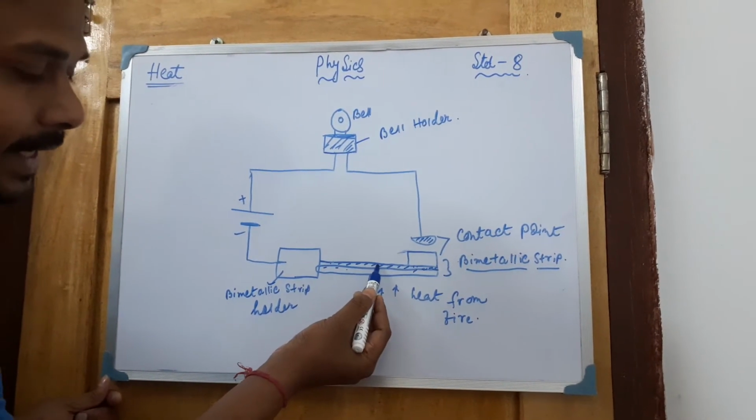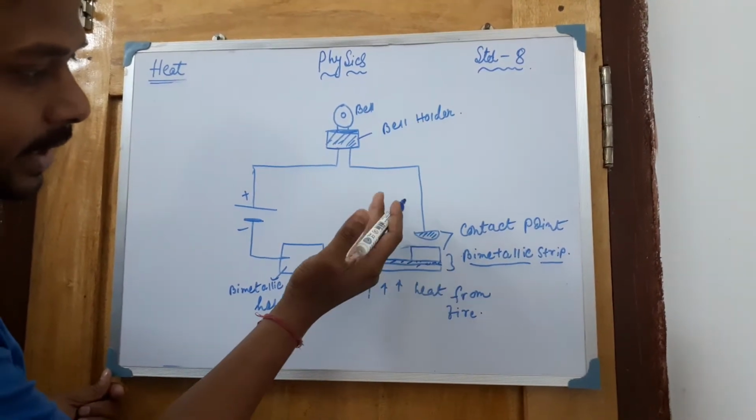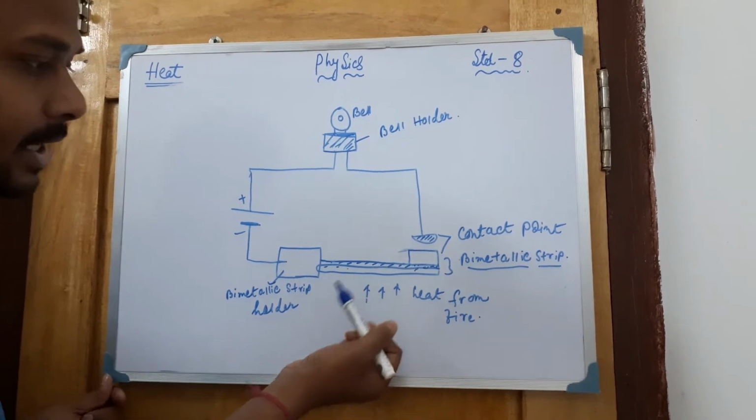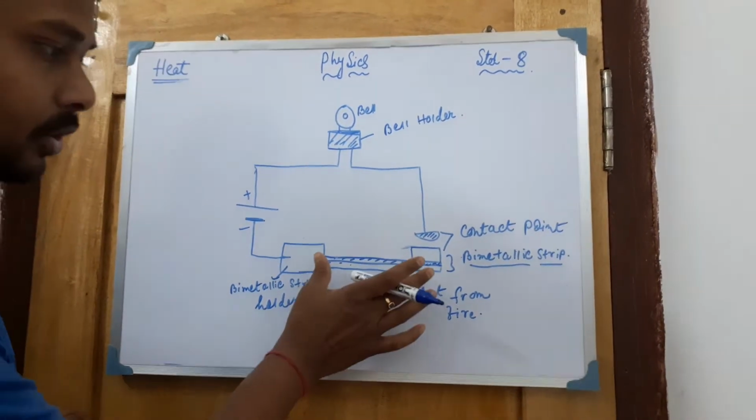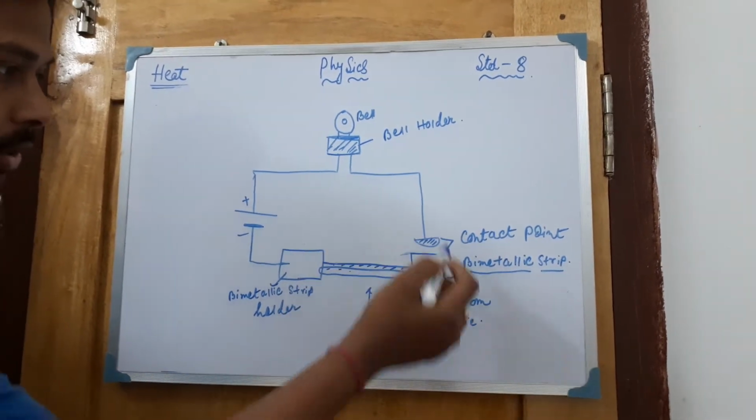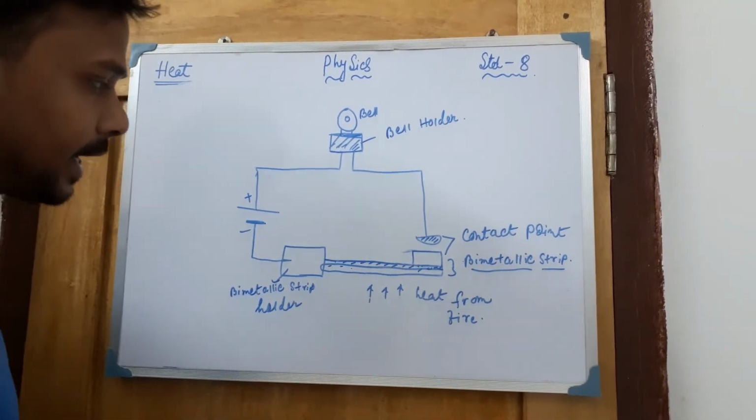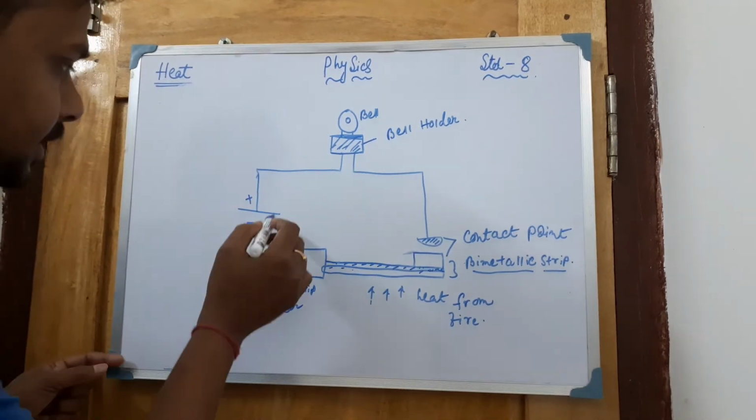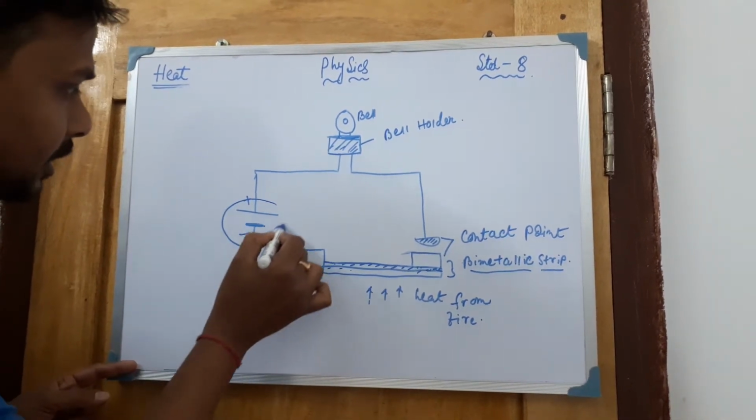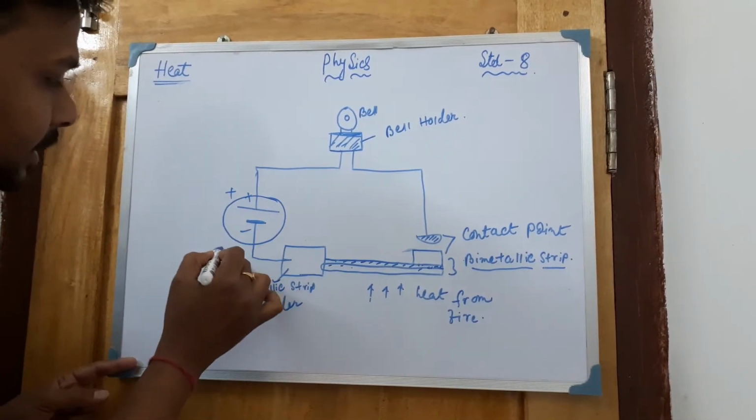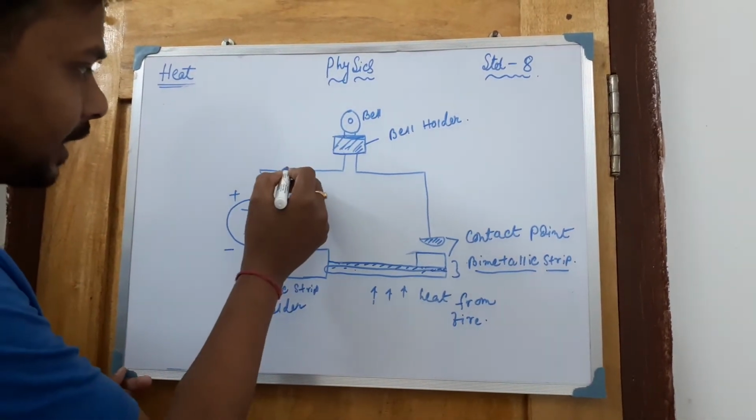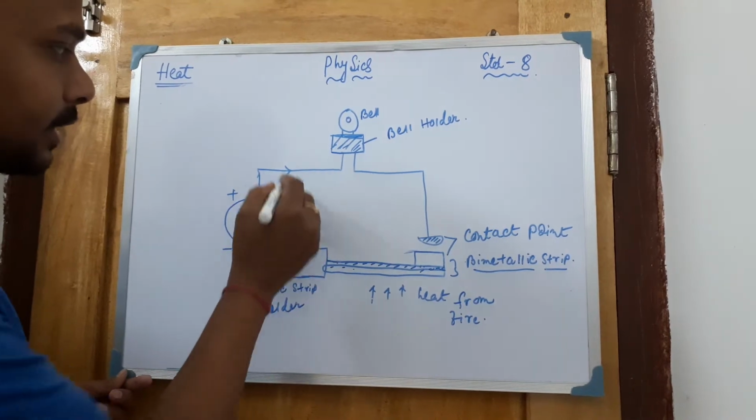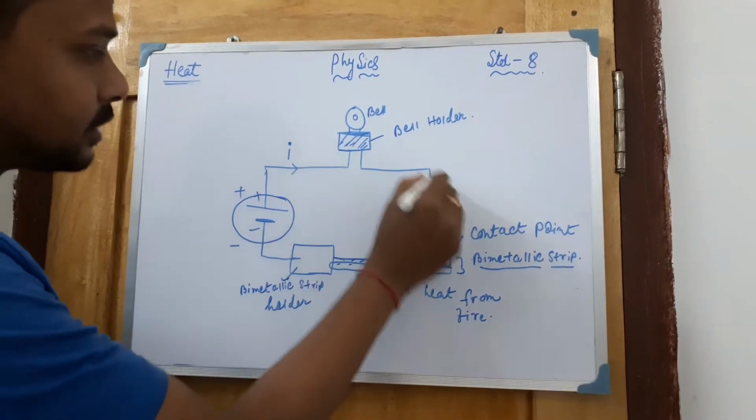One has higher expansivity, the top side, and it can bend in this way. The other side has less expansivity, which will not bend too much. So this is the contact point. Now if you see this circuit, this is the battery. This is the positive side of the battery, this is the negative side of the battery, you all know that. So current will be generated from the battery, and current will pass through this whole circuit.